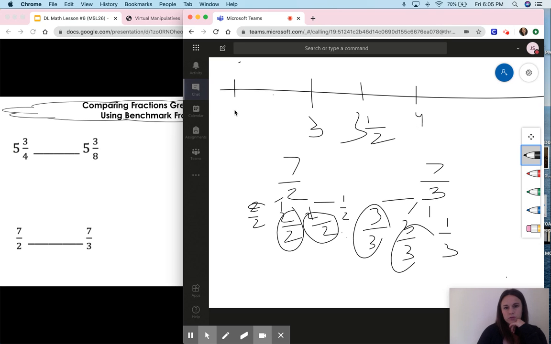If this is 2, 1/3 would need me to partition this into how many? Yep, 3. Here's 2 1/3. But you probably already knew that without even having to do this. It was pretty obvious to tell which one was smaller before I even drew that. 2 1/3 is much smaller than 3.5. So 2 1/3, which is the same as 7/3, which one's bigger, 7/2 or 7/3? 7/2.